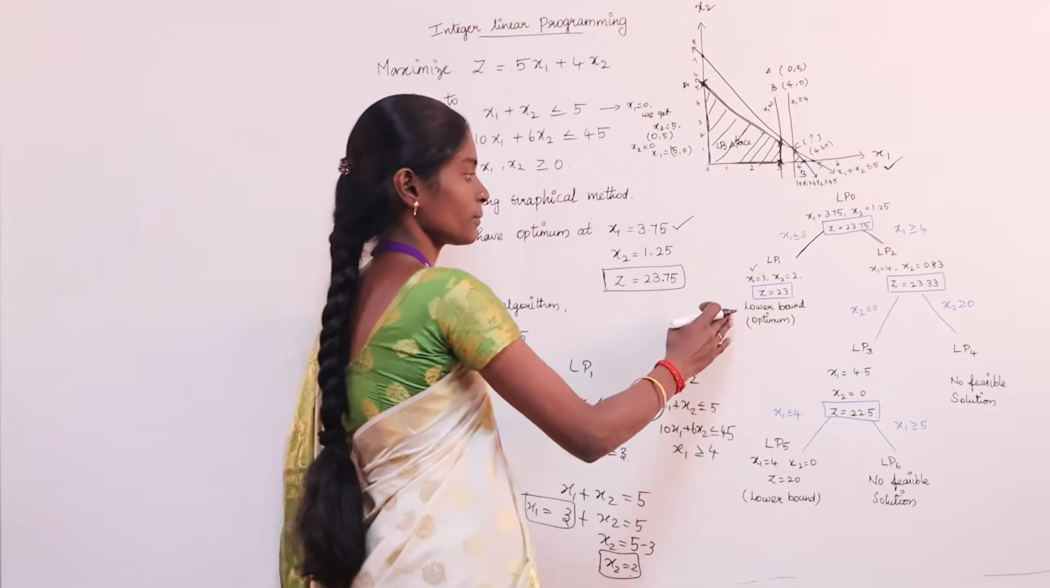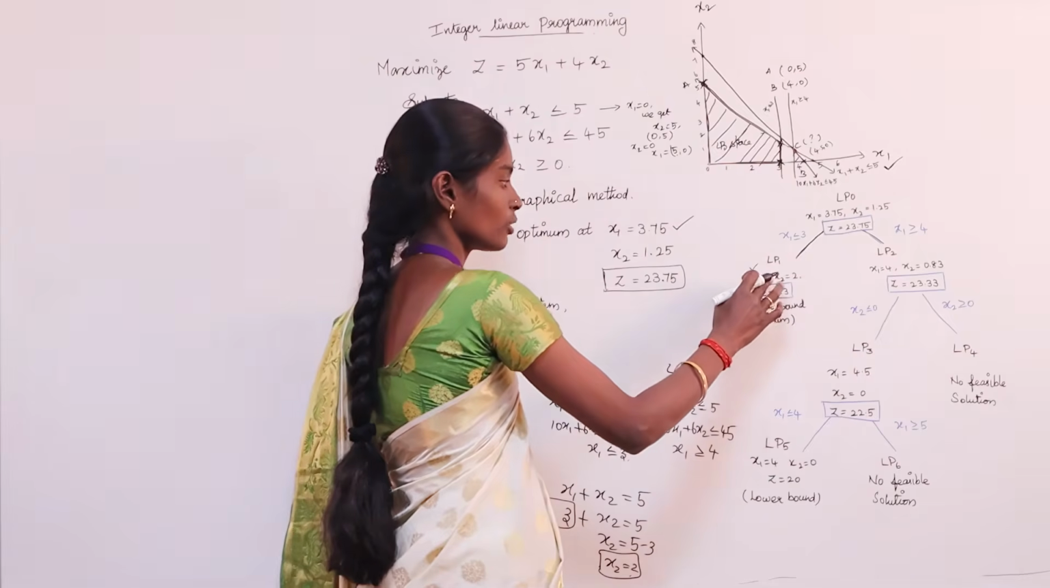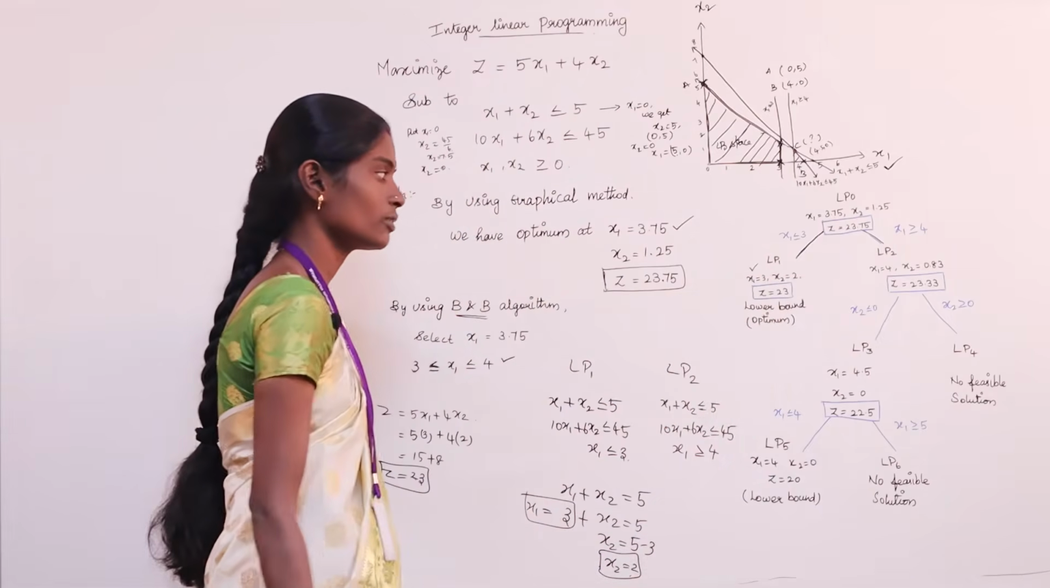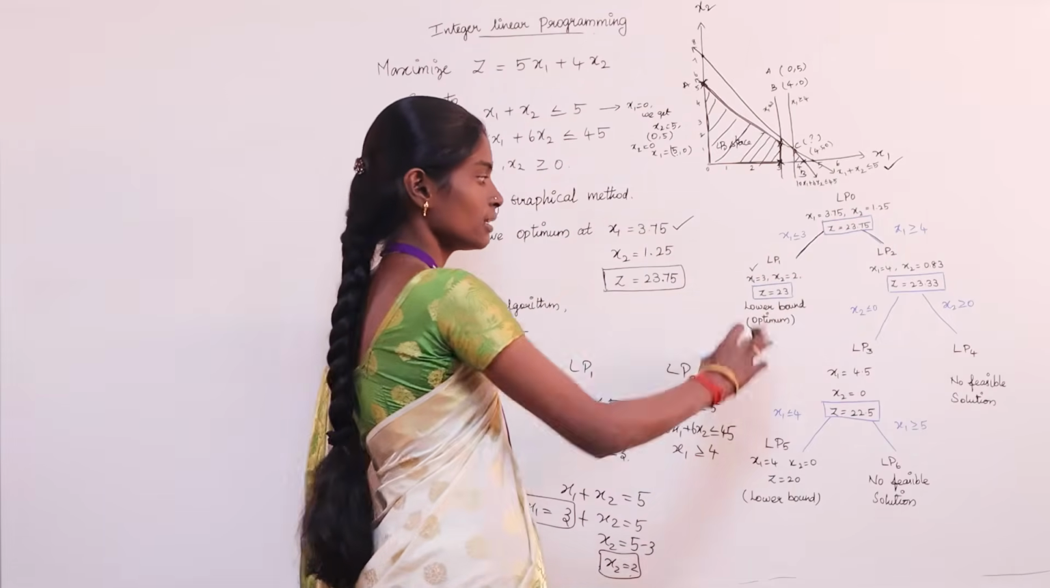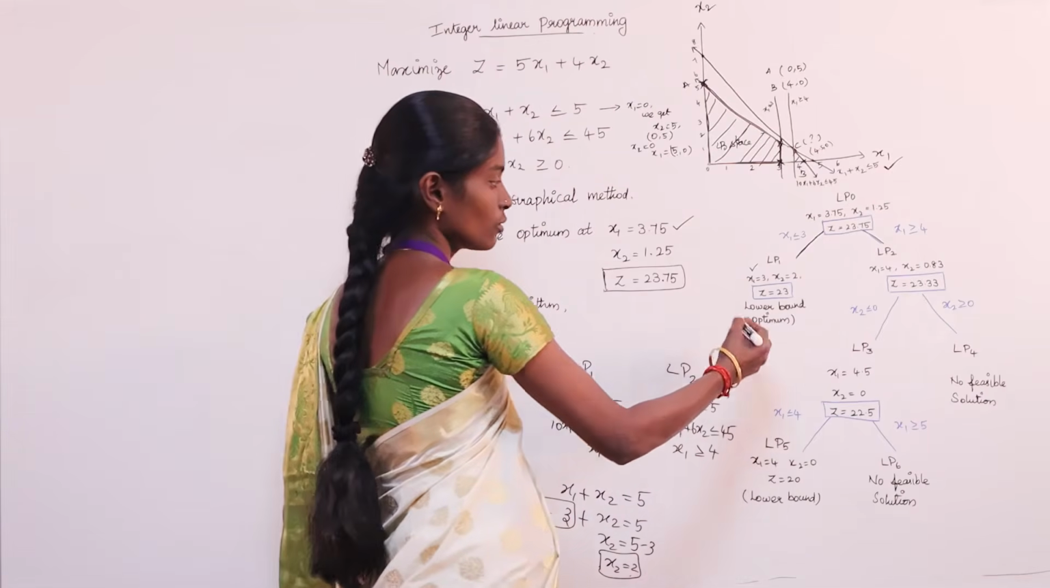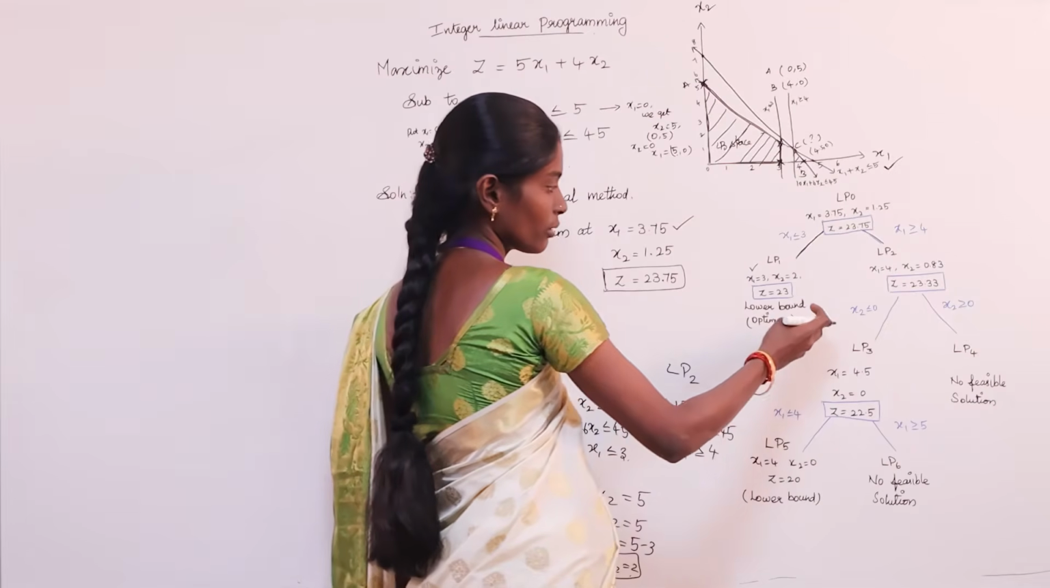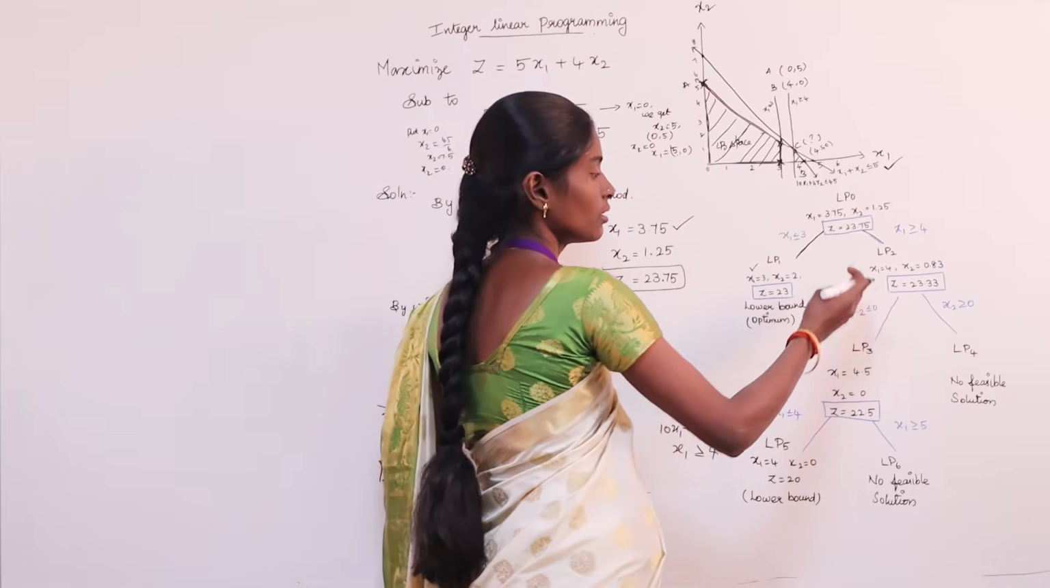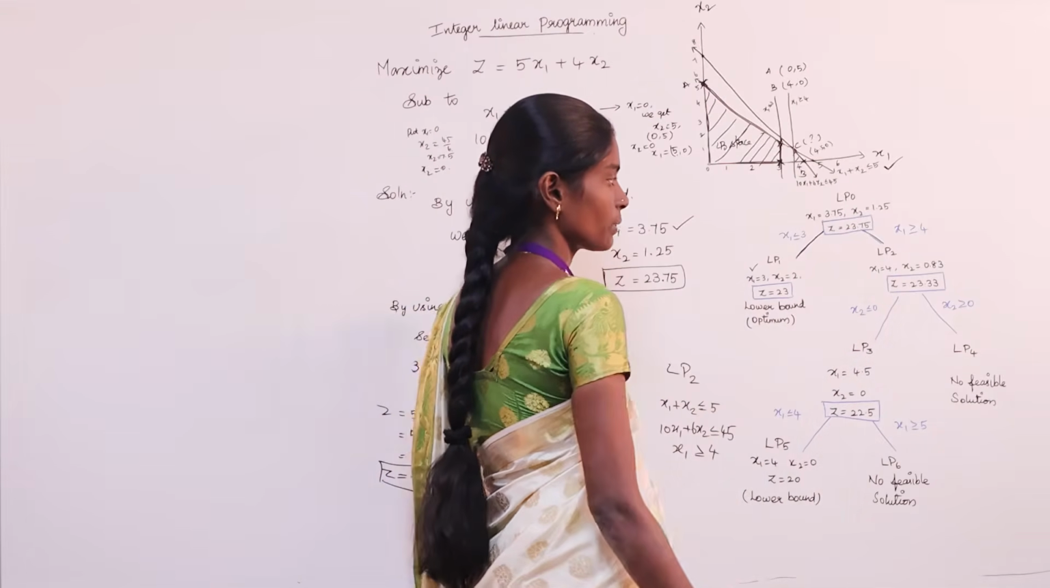For the LP1 space, we obtain the optimum solution. That is x1 equal to 3 and x2 equal to 2, Z is equal to 23. We have the integer values. So we attain the lower bound and optimum solution. Let's move on to the LP2 space.